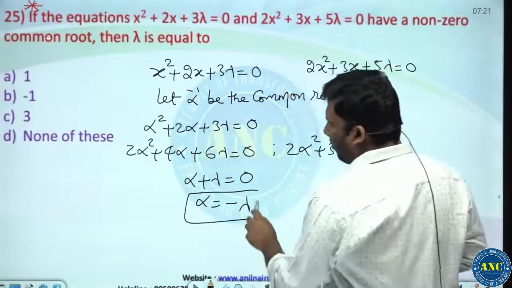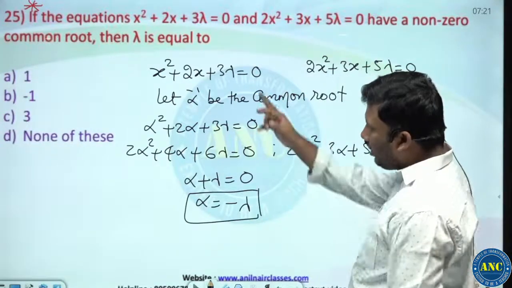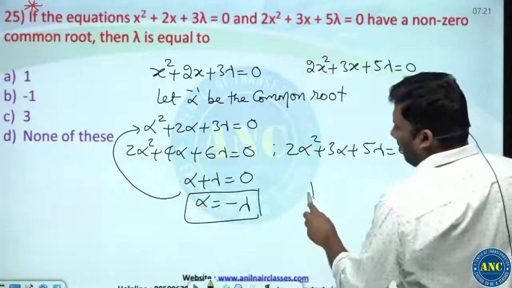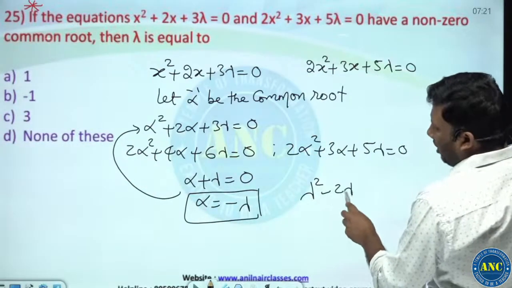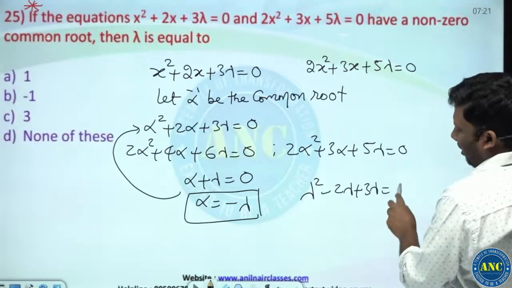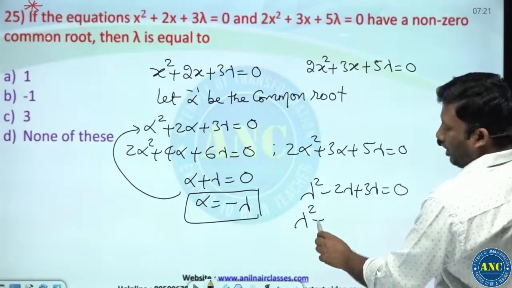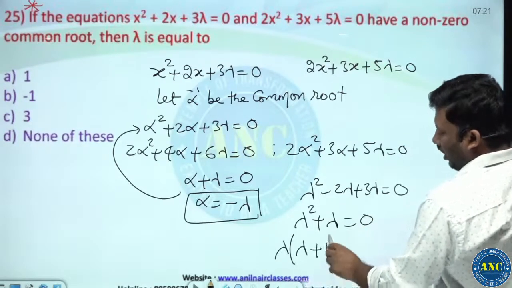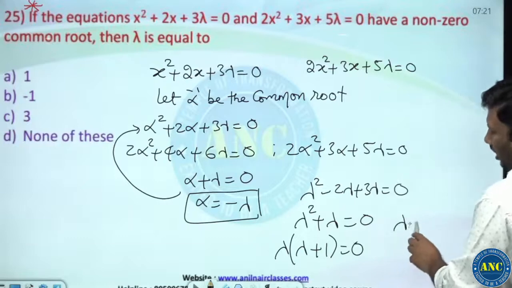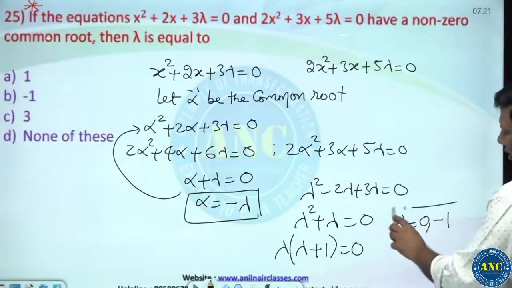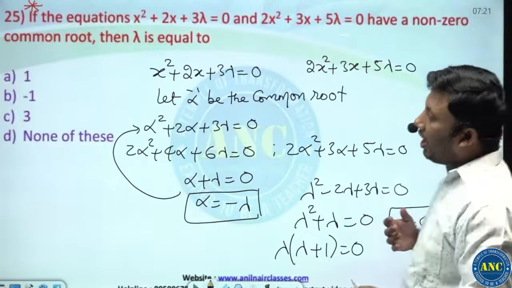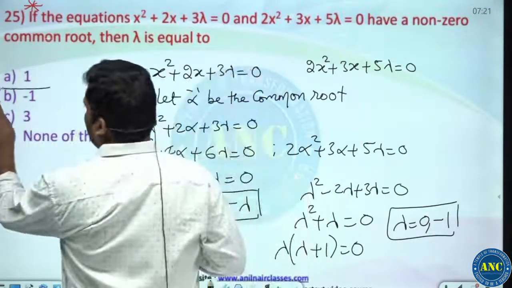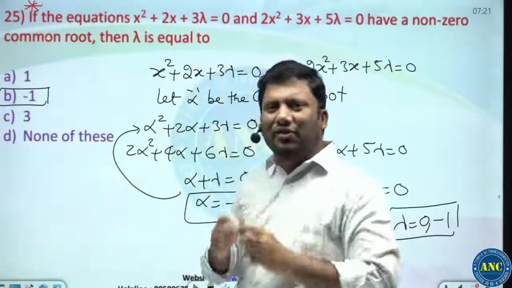Alpha equivalent to minus lambda. If I substitute this in the equation, lambda square minus 2 lambda plus 3 lambda equivalent to 0. Lambda square plus lambda equivalent to 0. Lambda common, lambda plus 1 equivalent to 0. So lambda can be 0 or minus 1. Since the root is non-zero, the answer is minus 1. Very, very good question.